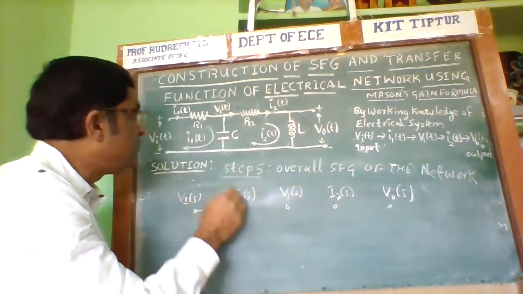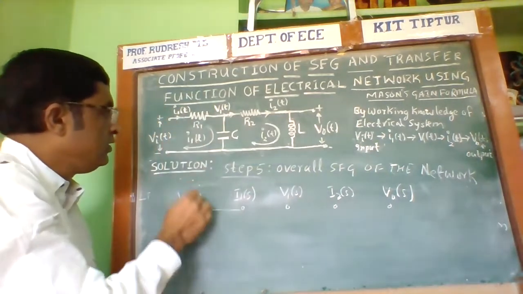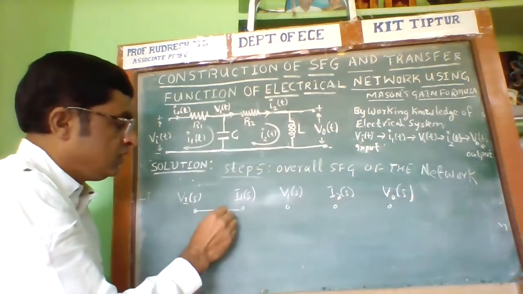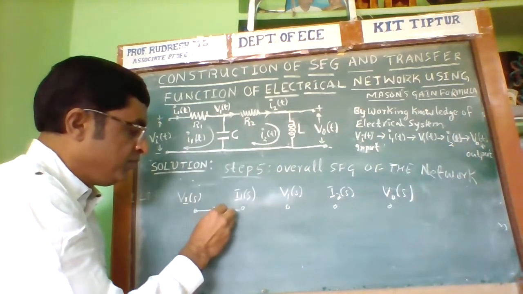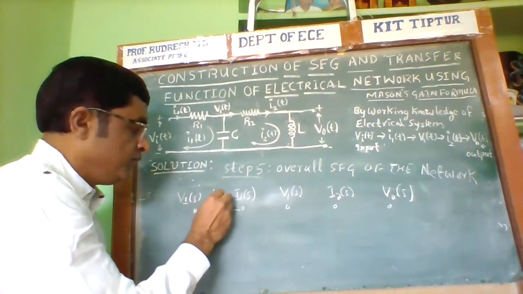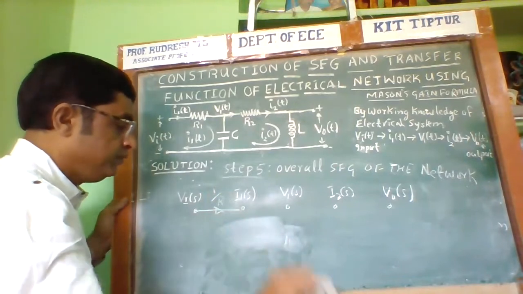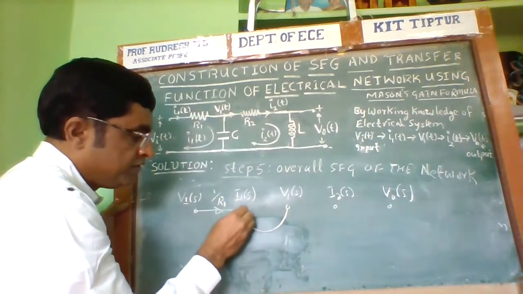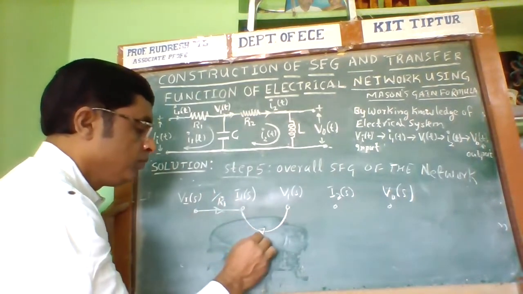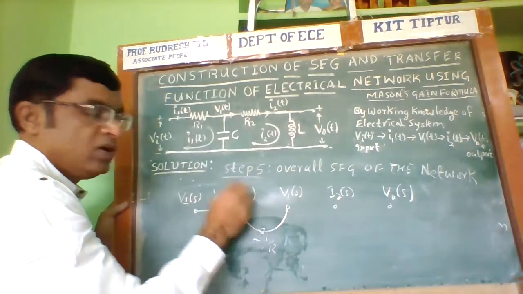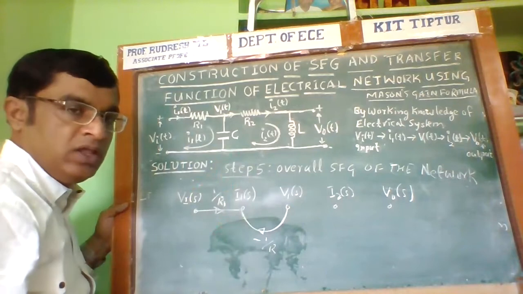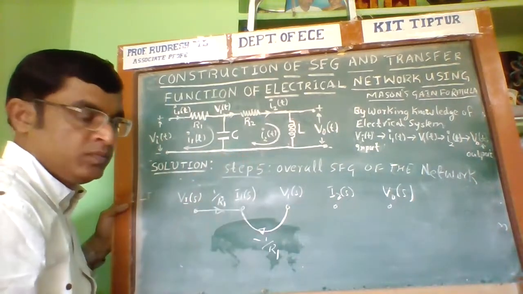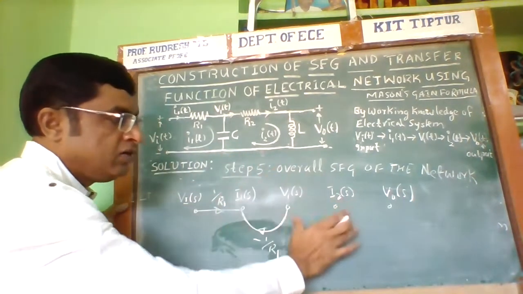When I apply the VA of t, what will be the I1 of t? I1 of t is the current through the resistance R1. Therefore, this is the section derived in step 1. I1 of s can be derived from this section. This SFG was derived in step 1. Now this can be integrated with another section.